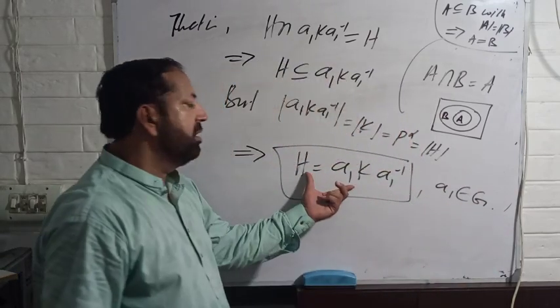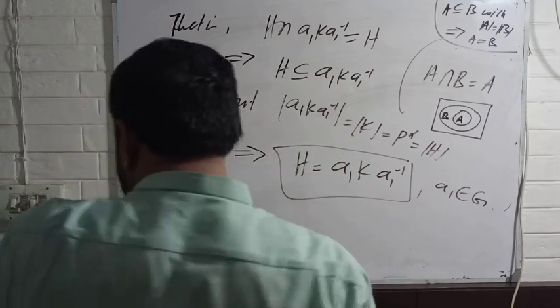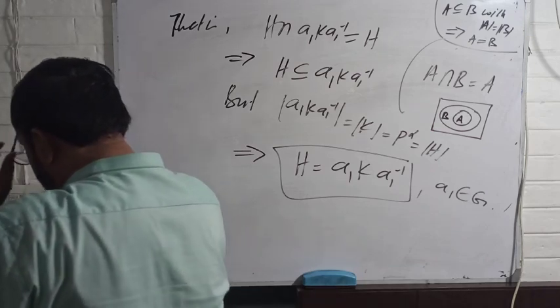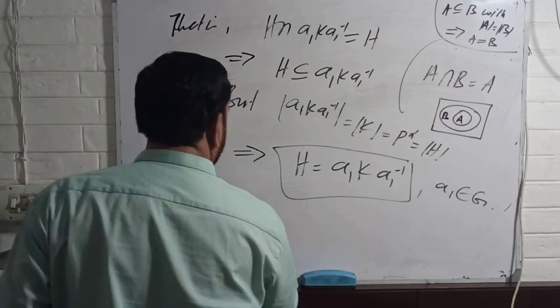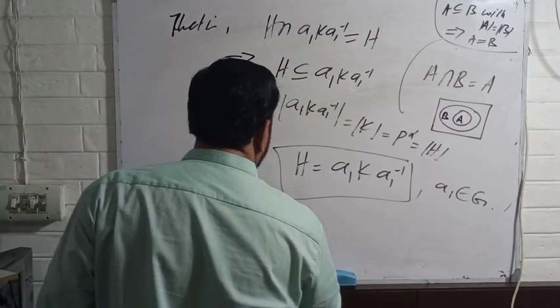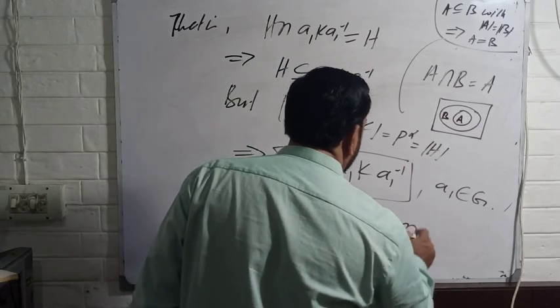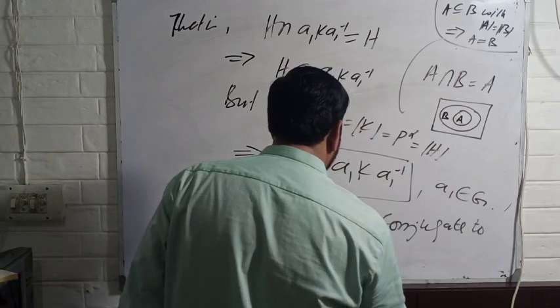So what does it mean? This means that H and K are conjugate to each other. Hence, this implies that H and K are conjugate to each other.